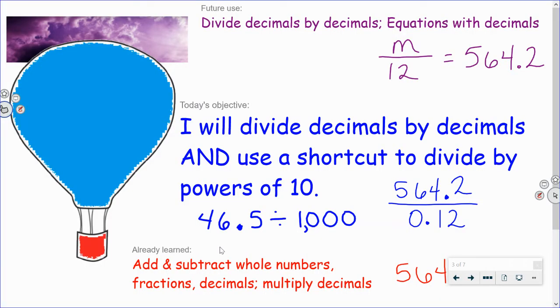Meanwhile, our objective for today: I will divide decimals by decimals. Yesterday, we were dividing decimals by whole numbers. Then we will continue on using a shortcut to divide powers of 10. We've used a shortcut to multiply by powers of 10; we're going to eventually divide. Don't forget that we will also be moving towards using quotients of decimals in more complicated algebra, like algebraic equations that you see.